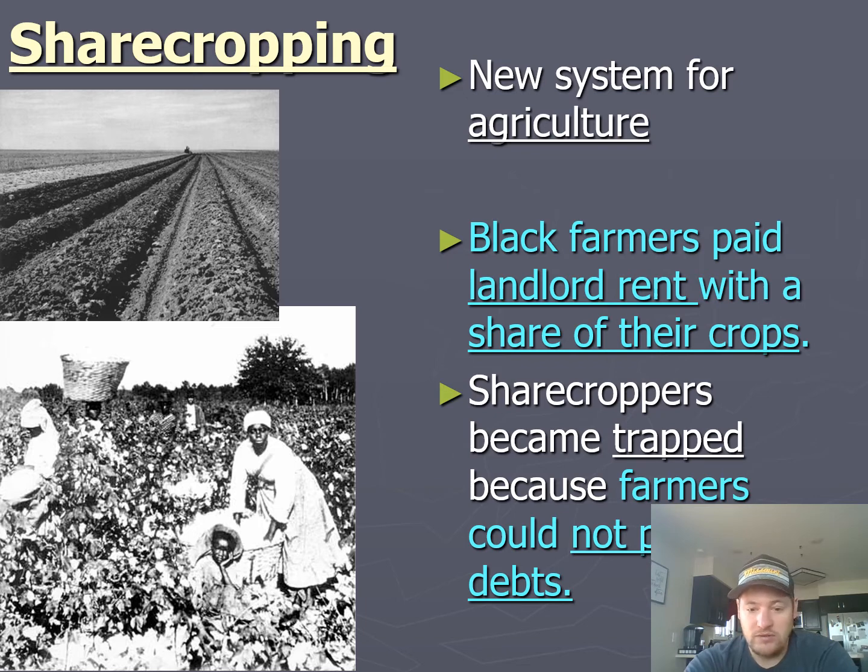So essentially, this is a new way of slavery without calling it slavery. You're legally giving people land, but they're not growing enough crops to pay for the land, so then they're going to fall into debt, and it's going to become a problem. And so sharecropping was a huge problem for the former slaves in the South.